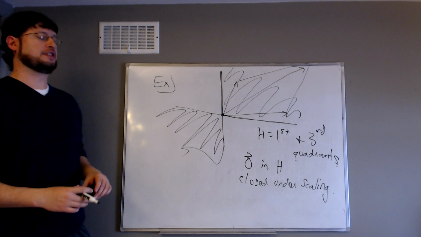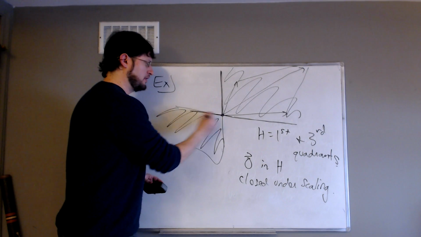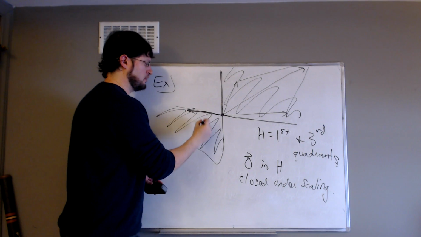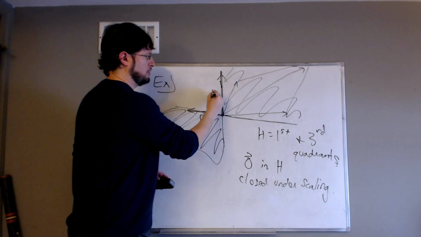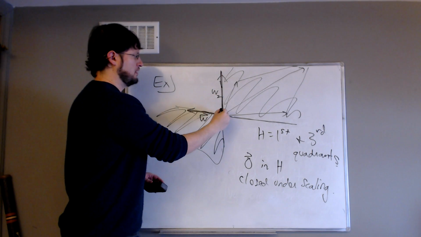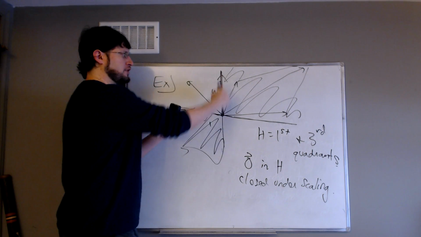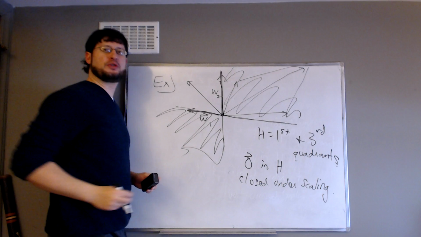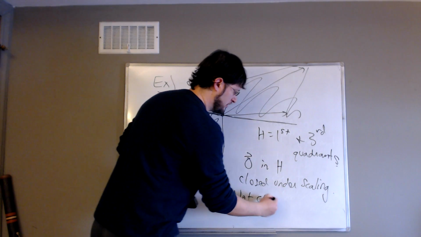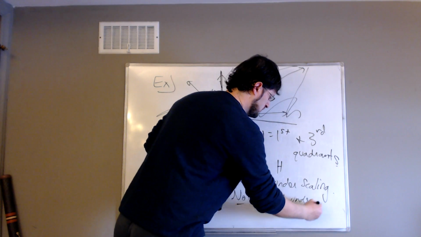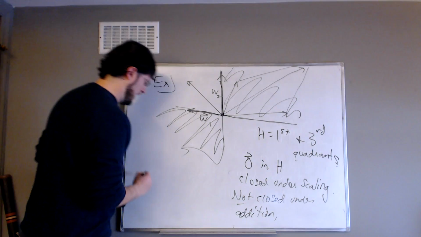However, it's not closed under addition, because if I take this vector, let's call it w1, and I take this vector, w2, and I add them up, well, then it's over here. So by taking two vectors that are in the set and adding them up, it goes outside of the set. So it is not closed under addition. So it is not a subspace.